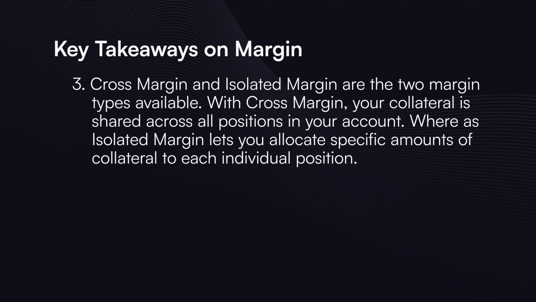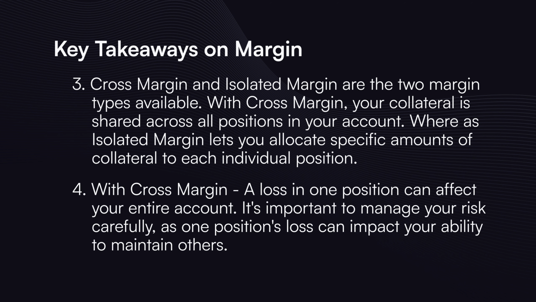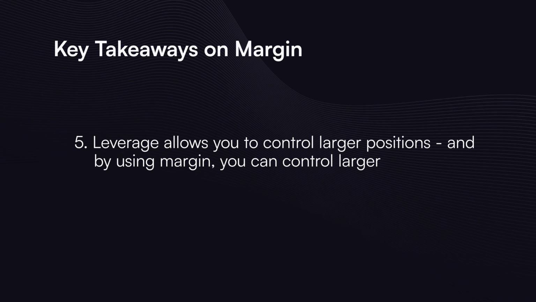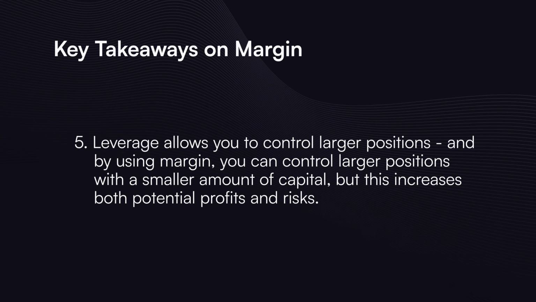Cross margin and isolated margin are the two margin types available. With cross margin, your collateral is shared across all positions in your account, whereas isolated margin lets you allocate specific amounts of collateral to each individual position. With cross margin, a loss in one position can affect your entire account. It's important to manage your risk carefully, as one position's loss can impact your ability to maintain others. Leverage allows you to control larger positions, and by using margin, you can control larger positions with a smaller amount of capital, but this increases both potential profits and risks.